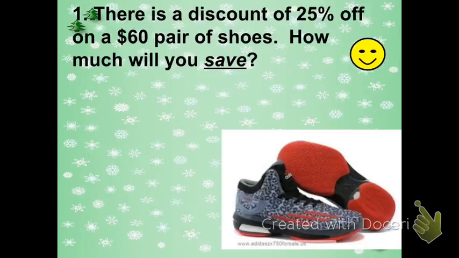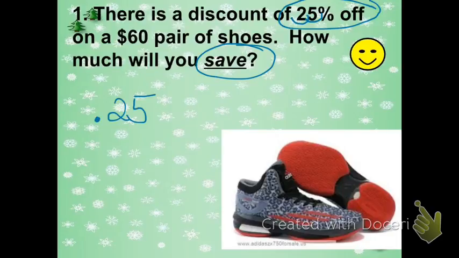So let's talk about this example. It says there is a discount of 25% off on a $60 pair of shoes. How much will you save? Saving means we're simply going to calculate the percent times the $60 that it was. So first of all, it was 25% off, so we're going to change that to a decimal. Remember, move it over two places. So 0.25. Do this with me on your paper.